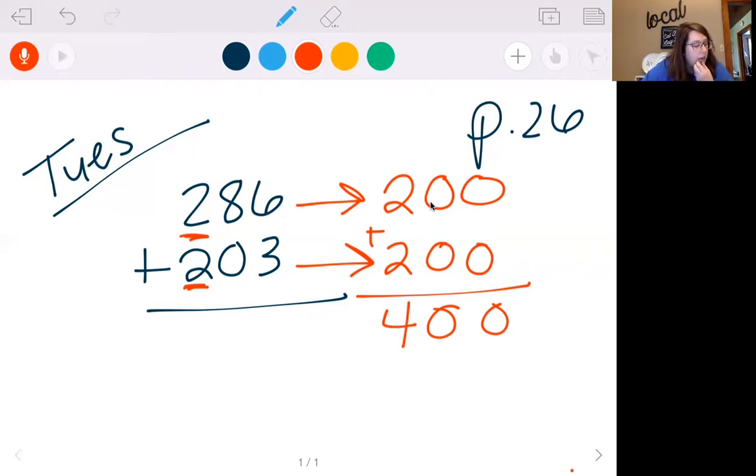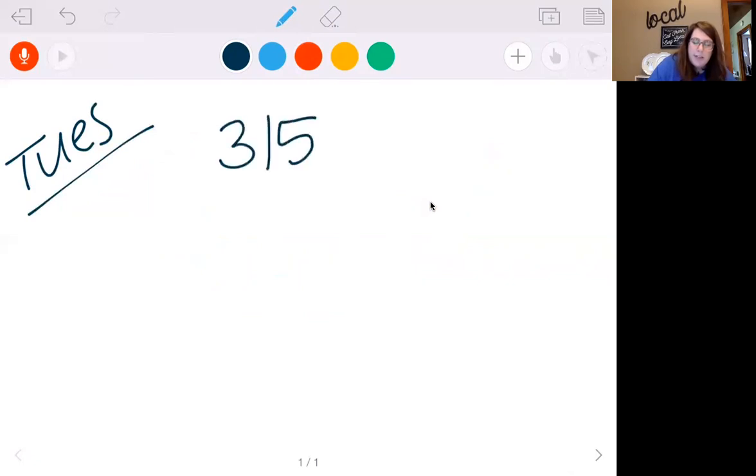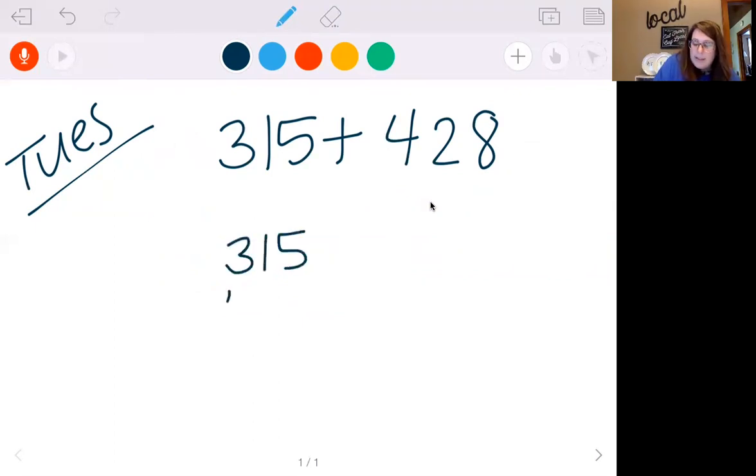Let's practice another one with that. I'm going to clear this real quick. Let's look at 315 plus 428. I wrote it sideways, and I want you to be able to take that and stack it up. So all we do is stack it like this.